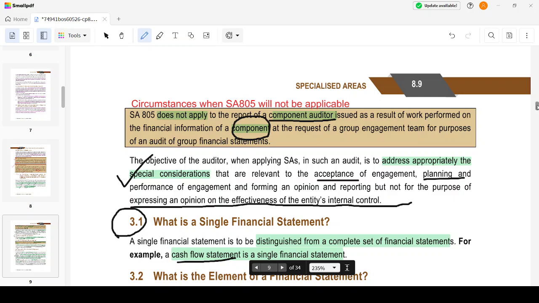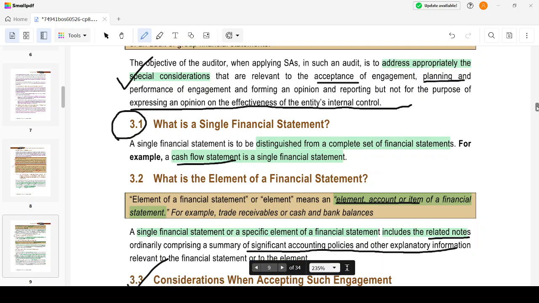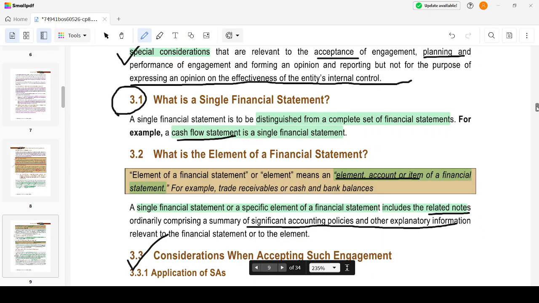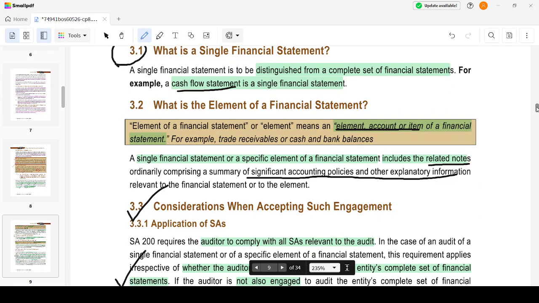What is a single financial statement? The statement of cash flows could be an example. What is an element of a financial statement? An element could be an account or an item of a financial statement. For example, it could be trade receivables or cash and bank balances. Now, a single financial statement or a specific element includes its related notes. What do these notes contain? They contain a summary of significant accounting policies and other explanatory information.